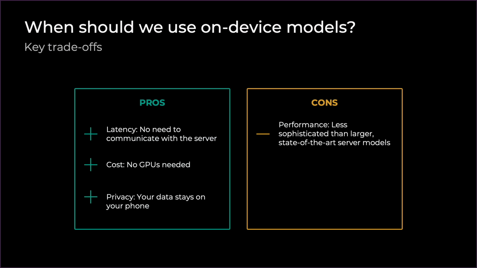Then, privacy. By keeping data on device, on-device AI ensures that sensitive information, such as your photos, remains private. Your data never leaves your phone, which makes on-device computing one of the most private and secure forms of AI.